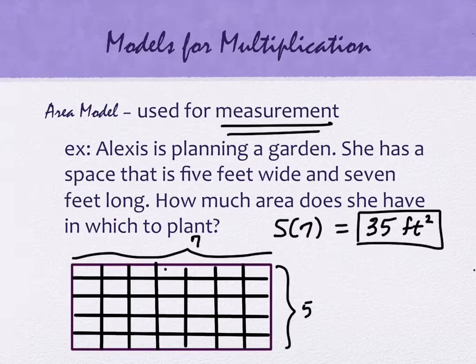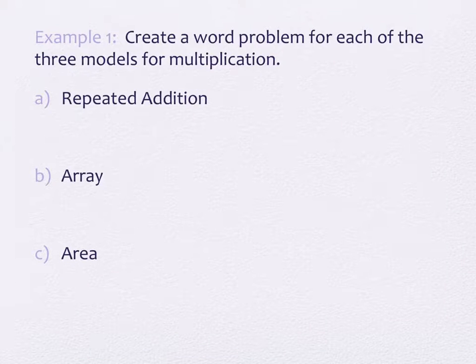All right, so this is now audience participation time. Turn to your partners. Again, you don't have to create the answer. Not that the answers are hard, but that's not the expectation. The expectation is to create 3 different problems with this perspective in mind: one that's repeated addition, one that's for an array, and one that's for area.